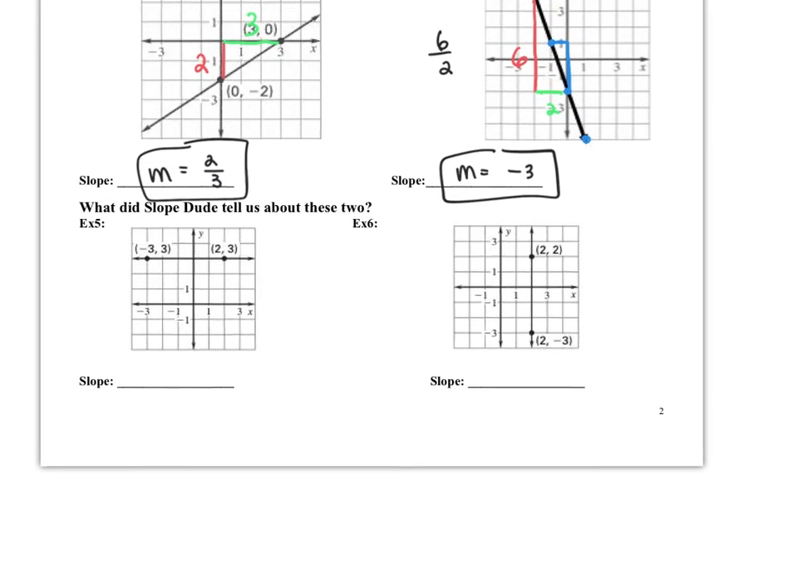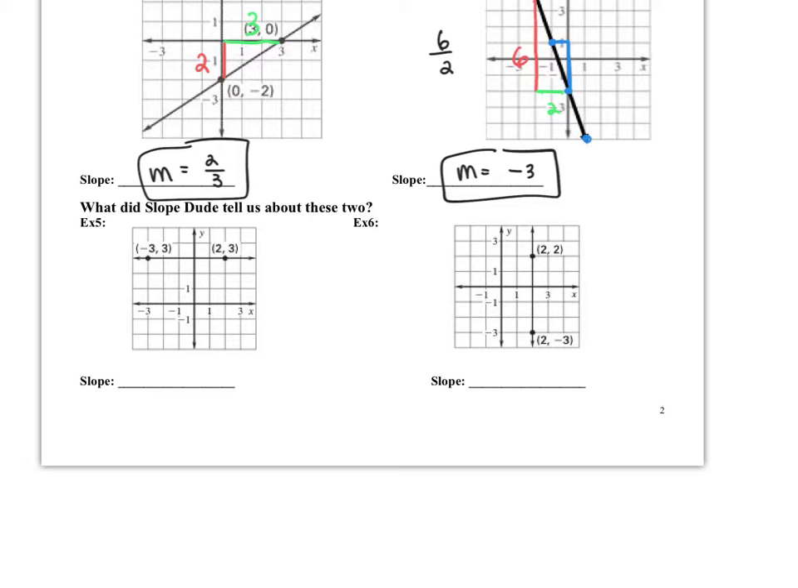Now what did slope dude tell us about these 2 lines? In the video, when the skier was skiing on the flat, he said that that had a slope of 0. But let's look at this using rise and run. Between these 2 points, there is no up and down distance. So that means that my rise is 0. The run in this case would be 1, 2, 3, 4, 5. Sorry, I should have used green because that's what I was using before.